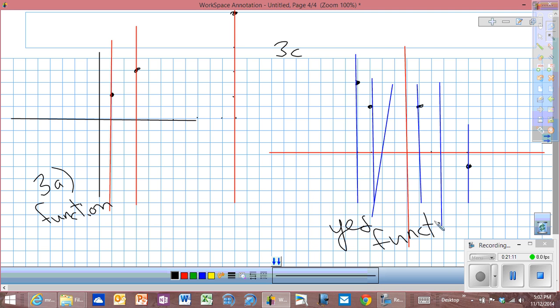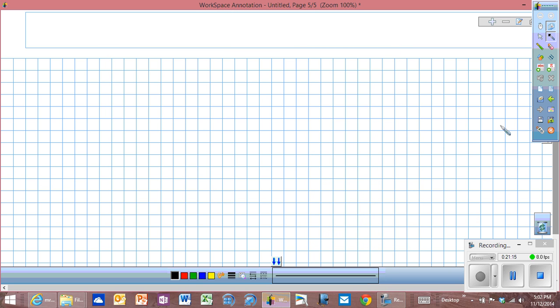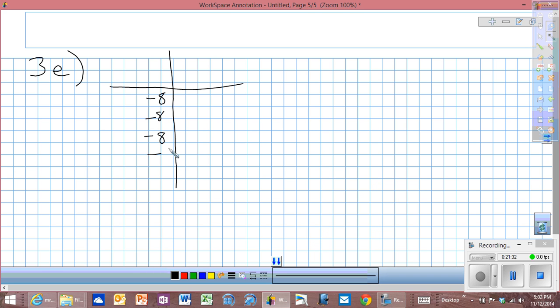Yes, function. Okay, I'm also going to show you on E, so 3E. And what that guy is going to look like is, if I had to write it all in points, or you can just use your table. You don't have to write all those things out. So what they give you is negative 8, negative 8, negative 8, negative 8. And then I have negative 3, negative 1, 3, and positive 4.